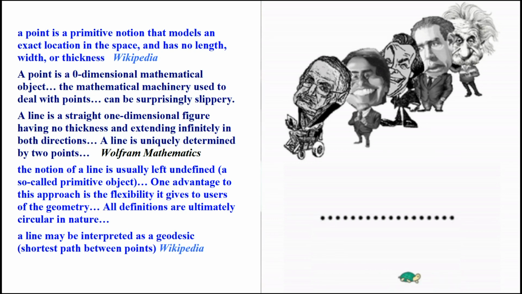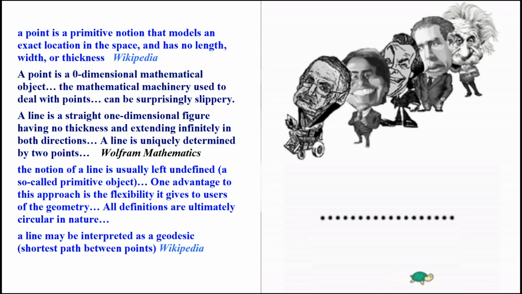Well, I don't know what a mathematical object is. In physics, we only have objects. We don't put any qualifiers in front of the word object. And there is no object that is zero-dimensional. And that ends the word point right there, okay? The mathematical machinery used to deal with points can be surprisingly slippery. No kidding. Wolfram Mathematics, bastion of mathematical physics, says a line is a straight one-dimensional figure.